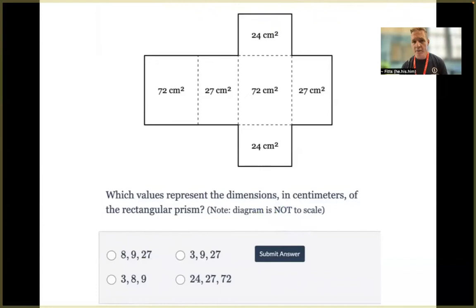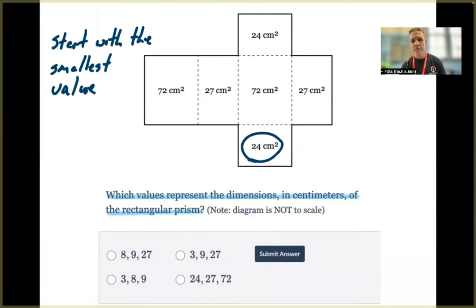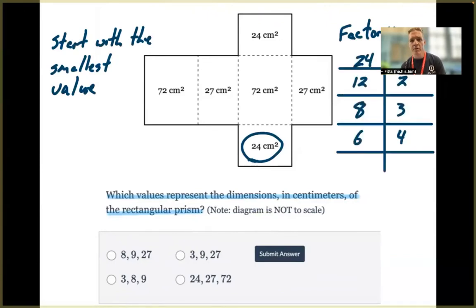So what I do for these is I start with the smallest of these values. I start with 24. Why? It has the smallest factors. So here we go. What are the factors of 24? Well, there's 24 and 1, 12 and 2, 8 and 3, 6 and 4.